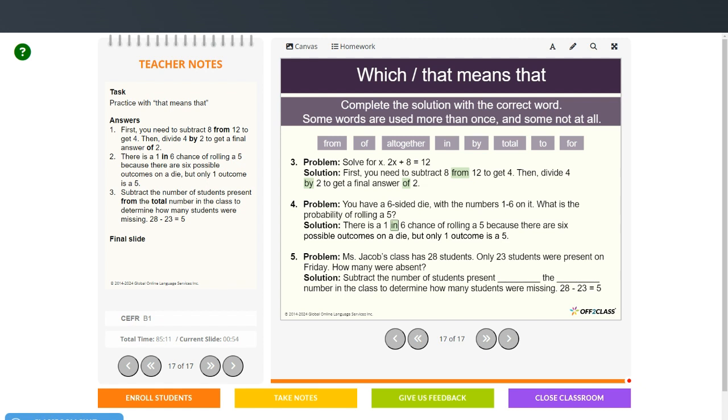Ms. Jacobs' class has 28 students. Only 23 students were present on Friday. How many were absent? So subtract the number of students present from the total number in the class to determine how many students were missing. So 28 minus 23 equals 5.